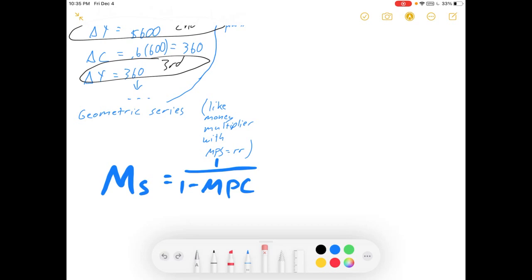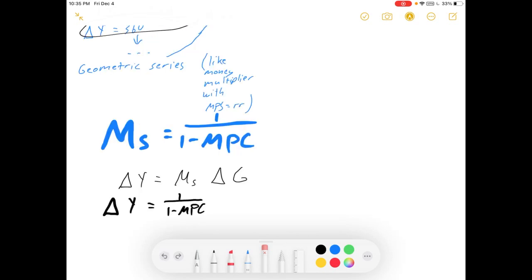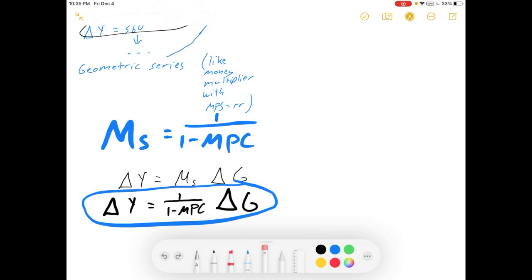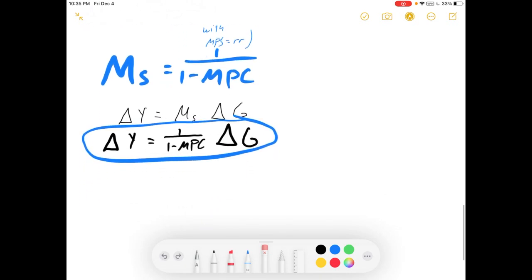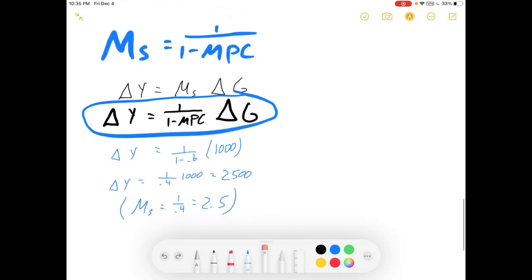Now, what do we do with this multiplier? I would tell you change in GDP will equal the multiplier times the change in spending. So your change in GDP will be 1 over 1 minus MPC times change in government spending. That is our relevant equation. In the case where we had a 0.6 MPC, that's your multiplier, 1 over 1 minus 0.6. And we changed government spending by 1,000. Well, then our change in GDP is 1 over 0.4 times 1,000, which is 2,500, because our multiplier was 2.5.